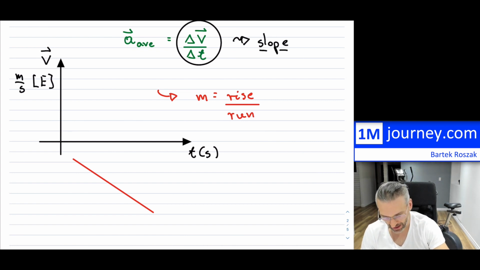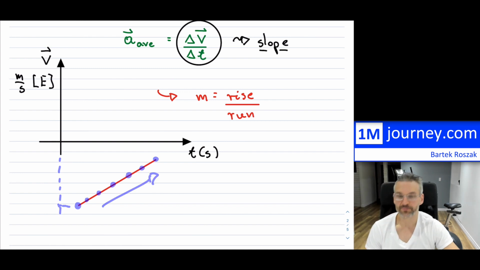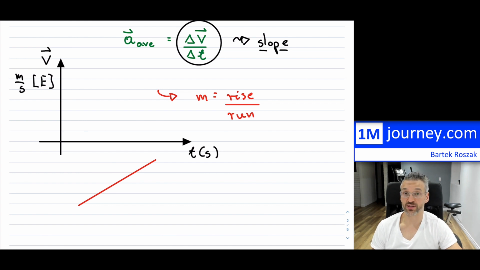Now, if your graph was like this, notice that initially this would have been a very negative amount, and then it's less negative, less negative, less negative, and so on. In this case the velocities are negative, so I am moving in the west direction, but I am slowing down. The magnitude of my speed is decreasing.